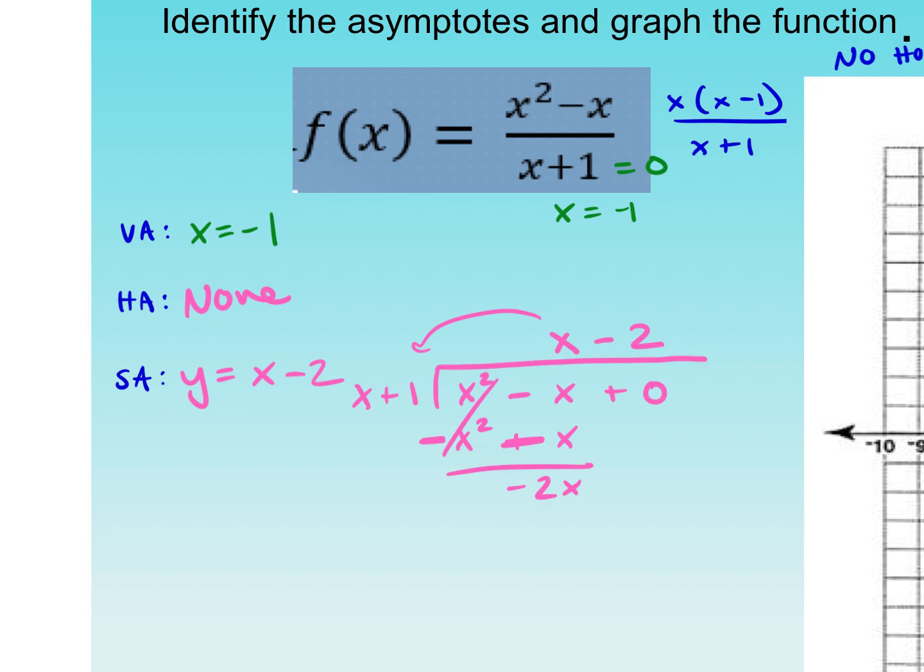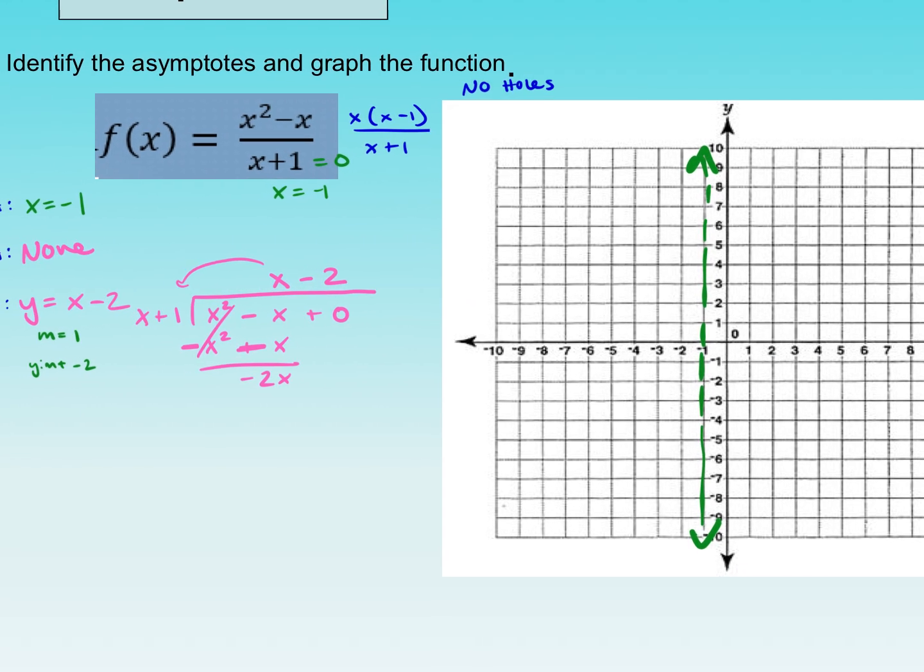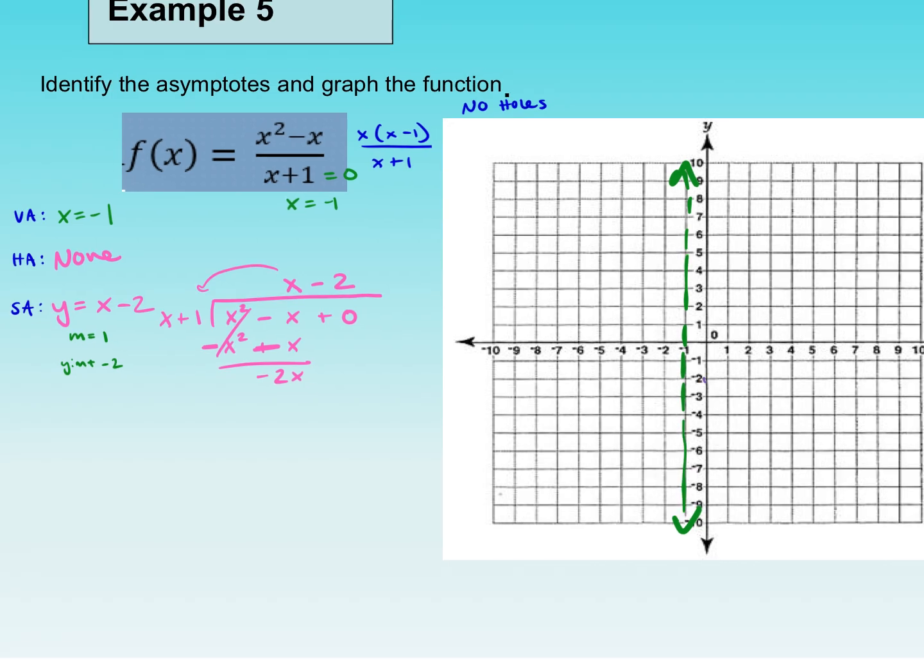Now let's graph our slant asymptote. I know that you guys know how to graph a line. What would our slope be? 1. And what's our y-intercept? Negative 2. So let's start with our y-intercept. I'm going to put a point there at negative 2. And then with the slope of 1, we go up 1, right 1, up 1, right 1, up 1, right 1. You can put as many points as you want. I like to put a couple just because it keeps my line straight. Put a few points, and then you can draw your asymptote through your points.